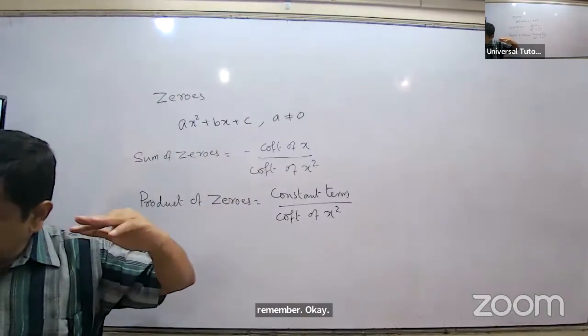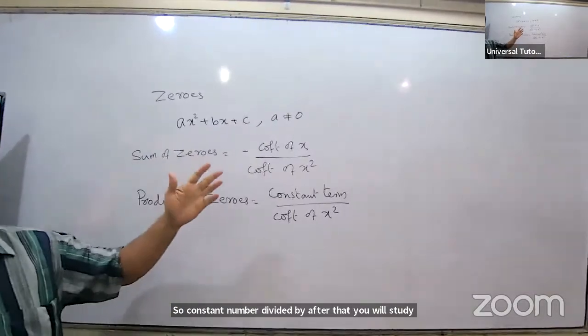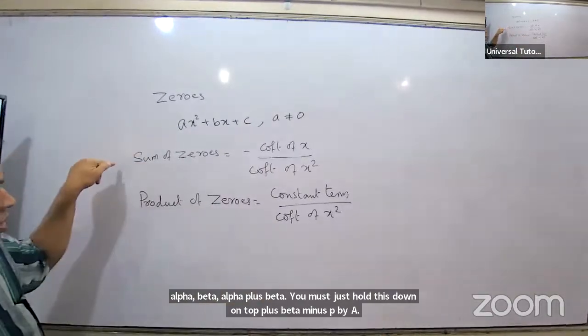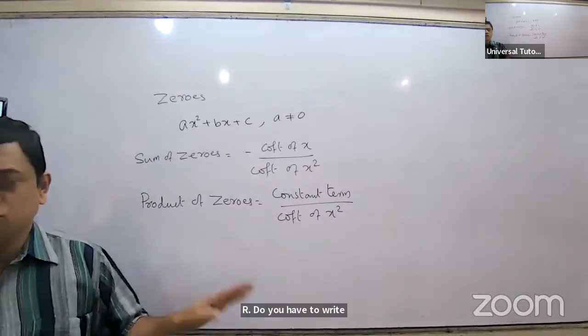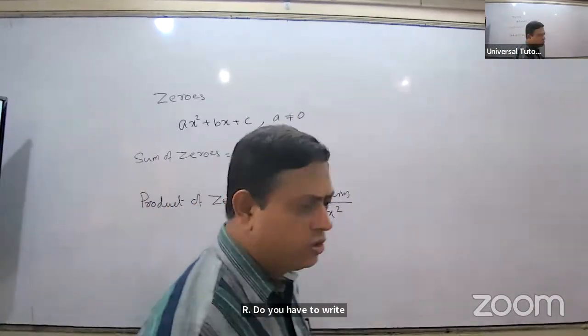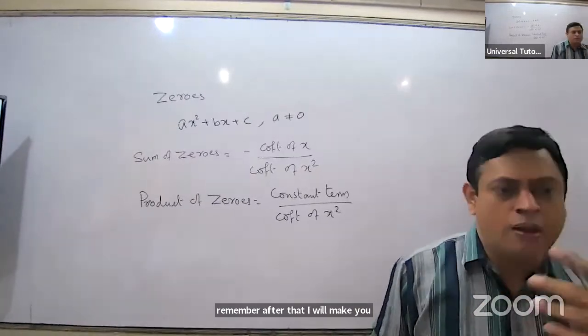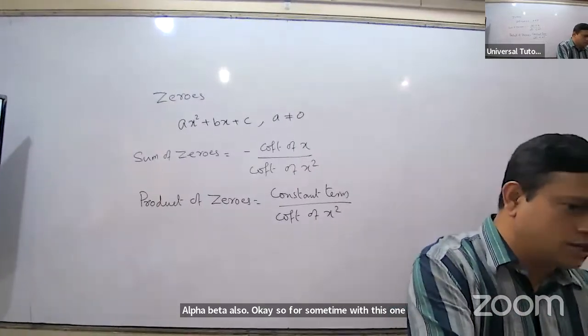After that, you will study alpha, beta: alpha plus beta is equal to minus b by a, and alpha beta is equal to c by a. Verify the relation; you have to write this in words. That is why you have to remember. After that, I will make you write alpha beta also. Somewhere we will apply the identities.